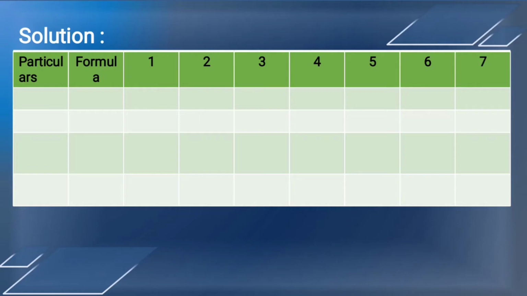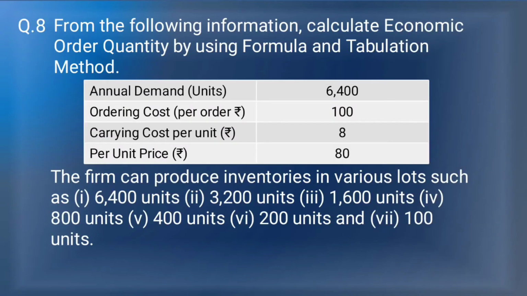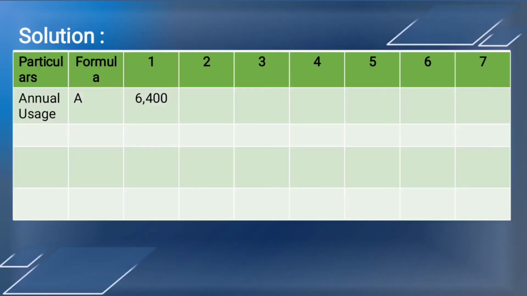Next we'll calculate by tabulation method. So first we'll record annual usage, which is denoted as A. So annual demand in units is 6,400. So we'll record 6,400 for all the 7 lots.